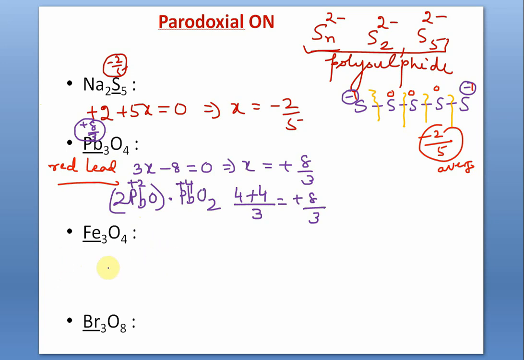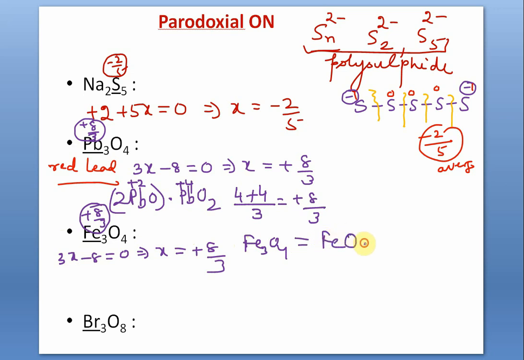Got it? Similarly, this is called magnetic oxide, or some people call it ferroso-ferric oxide. Again, by X method, 3x minus 8 is equal to 0. So X is equal to plus 8 by 3, similar to the red lead. Plus 8 by 3, you may write down, no harm. But it is unconvincing, it is paradoxical. When you know Fe3O4 is nothing but a combination of ferrous oxide and ferric oxide in 1:1 mole ratio. You will know subsequently in your solid state program that it has a very typical solid state structure.